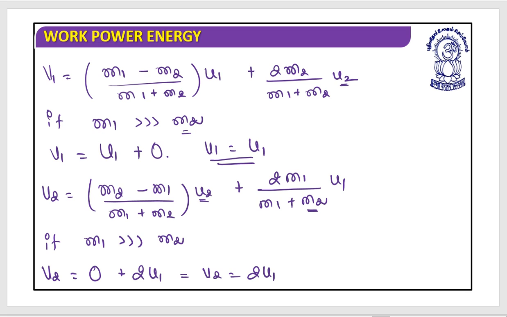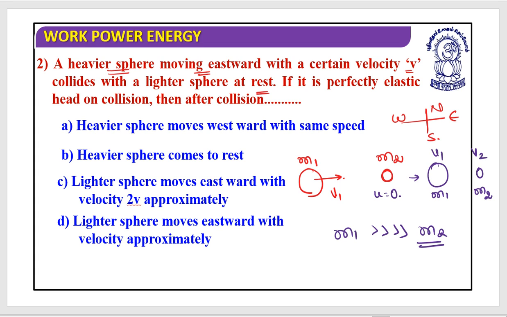Now let's again check the options. What this says is that v1 will move with the same speed with which it was initially moving, that is v, and the other sphere will move with twice the velocity, 2v. So the option that says the lighter sphere moves eastward with a velocity of approximately 2v would be the correct answer. I hope this is clear. These are very good questions, I like this. Is it? So, ready for the next question? Let's have a look.